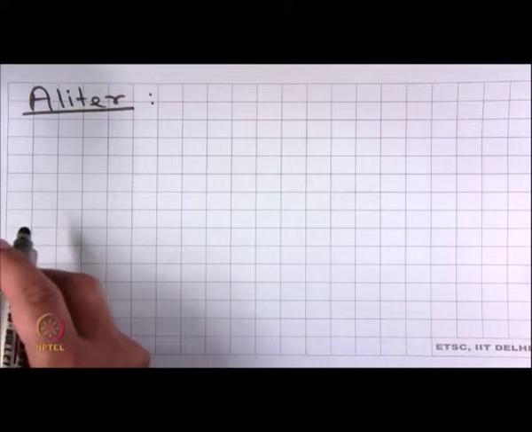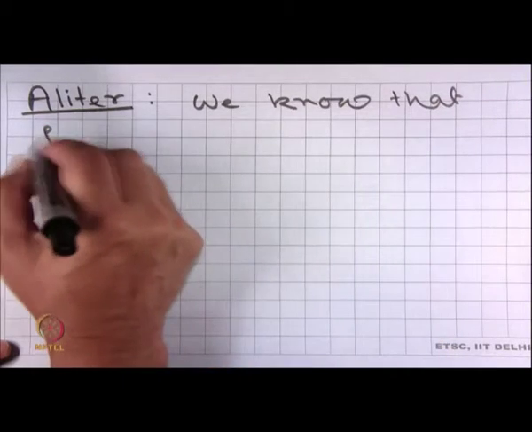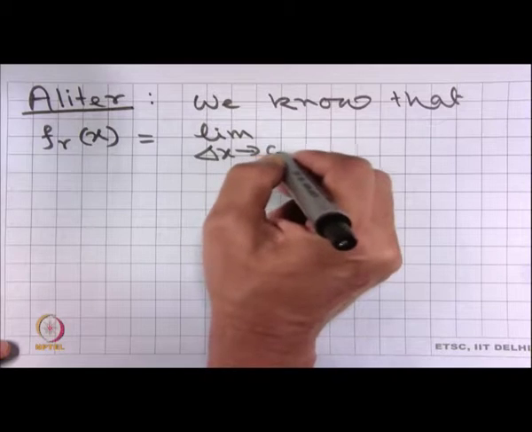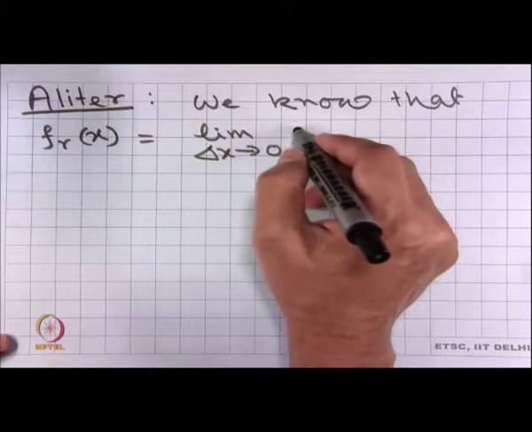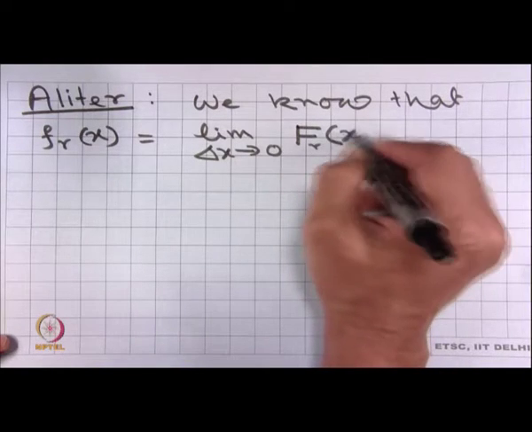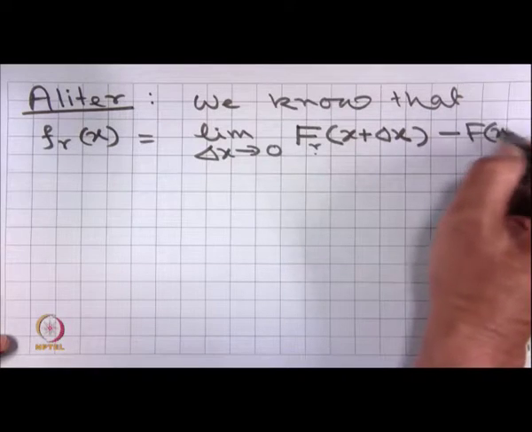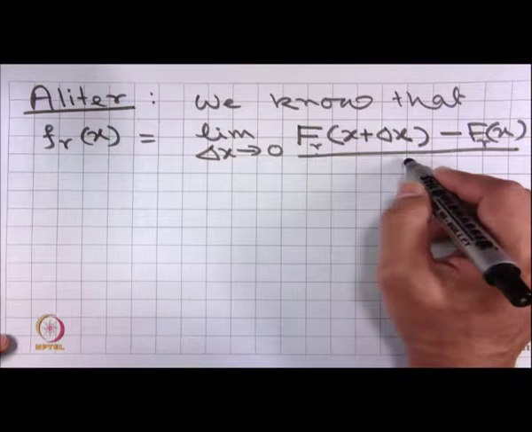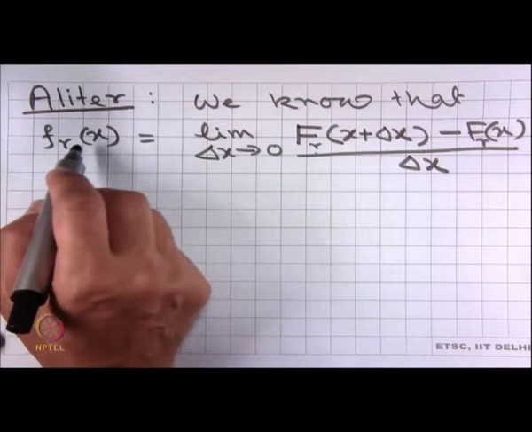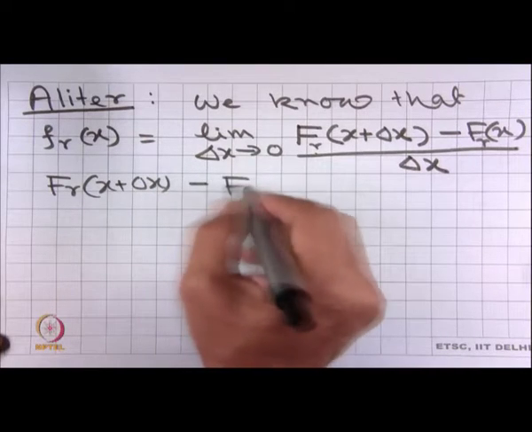We know that if f_r(x) is equal to the limit as delta x goes to 0 of [F_r(x plus delta x) minus F_r(x)] divided by delta x, that comes from the definition of differentiation. Now, what is F_r(x plus delta x) minus F_r(x)?